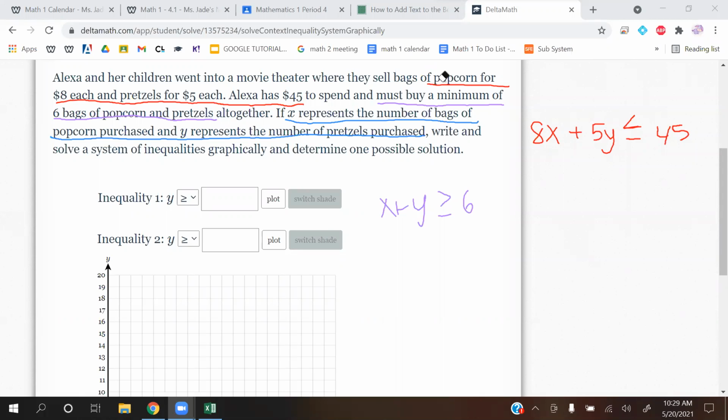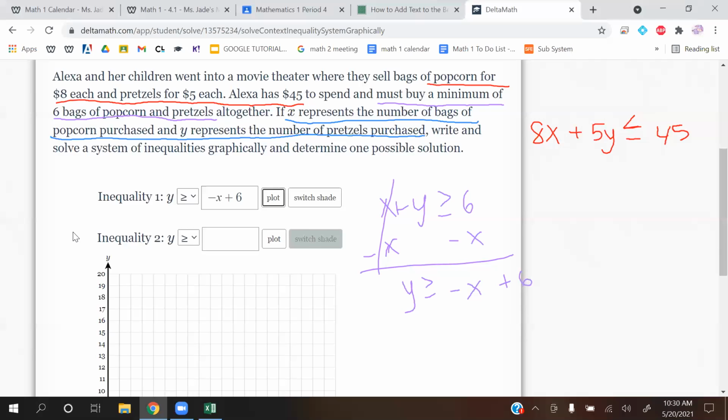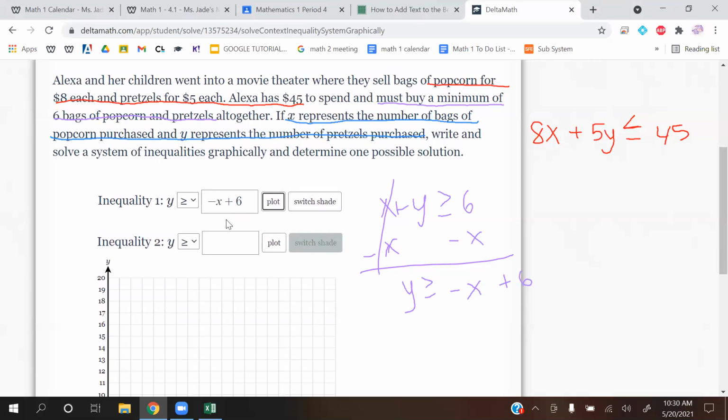itself. So if we're dealing with the purple equation, if I just subtract x, those cancel out, I get y is greater than or equal to negative x plus 6. Now y is by itself, and I can type that in here. Y is greater than or equal to negative x plus 6. And I can click plot. Okay, I will switch to shade later, but for now, just let me write that in there, because once I scroll, you're not going to see that. Let's do our red equation.